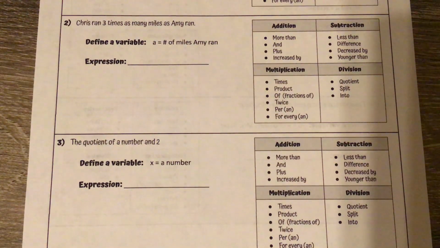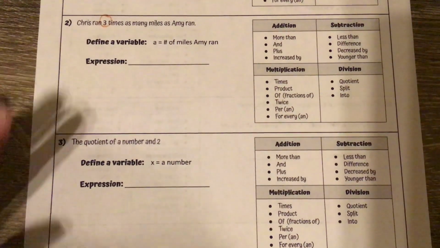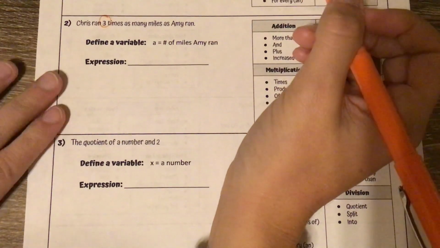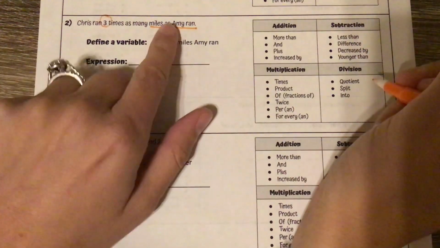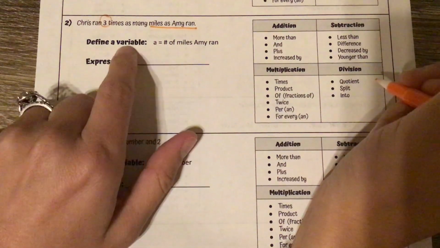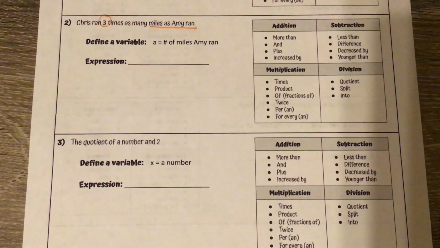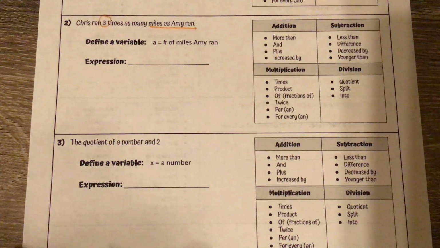Number 2, Chris ran 3 times as many miles as Amy ran. So I circled our number 3. The number of miles that Amy ran, I'm underlining, that is our unknown, and I wrote it there for us. We're going to use A equals the number of miles Amy ran. And then highlighting the key information, I see the word times.